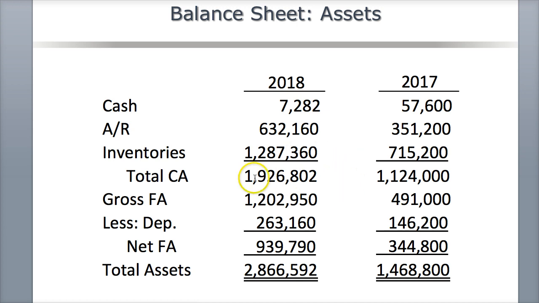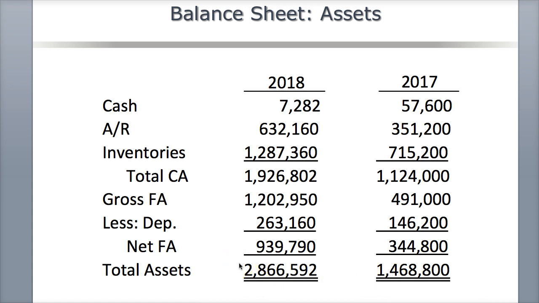So the total current assets have went from 1.1 million to 1.9 million. So the gross fixed assets also increased from about 500,000 to 1.2 million. And you take away depreciation, we have our net fixed assets. Depreciation is sort of like the reduction in the value of these assets, like your car depreciates year over year as you drive it more and it gets older. So the total assets have increased from 1.4 million to 2.8 million.